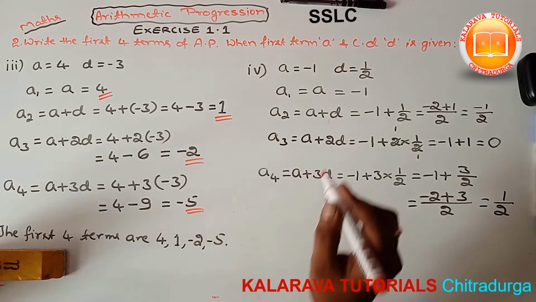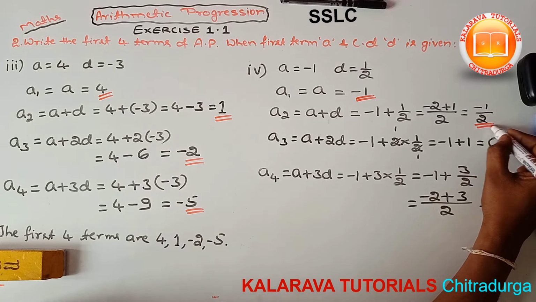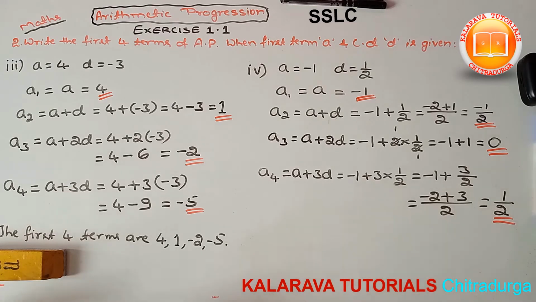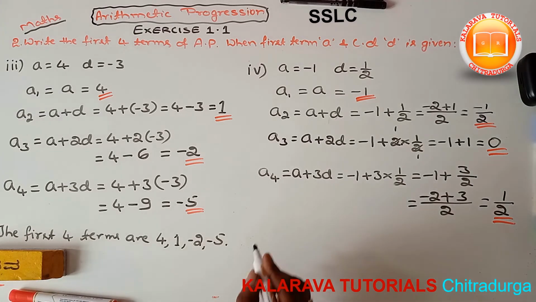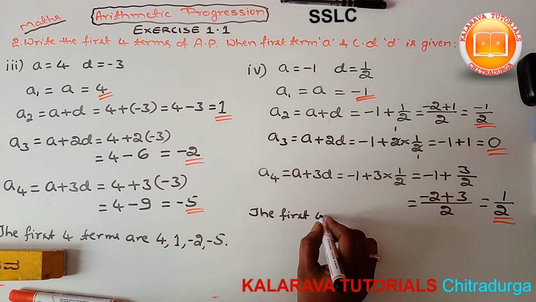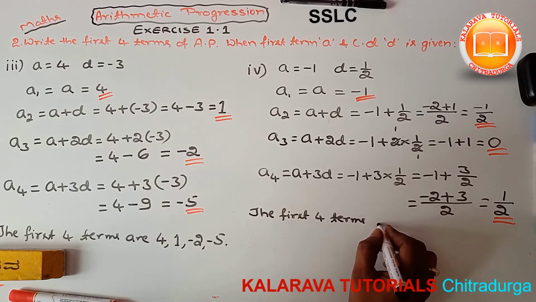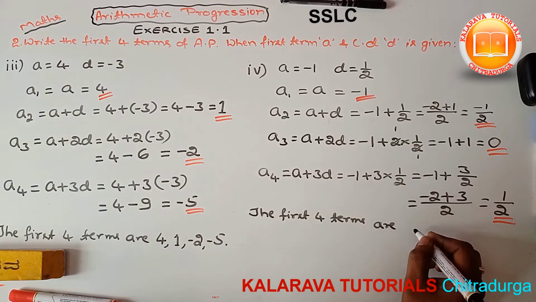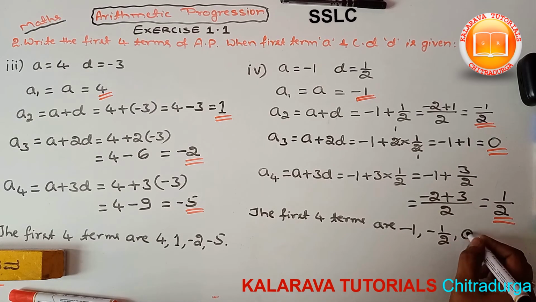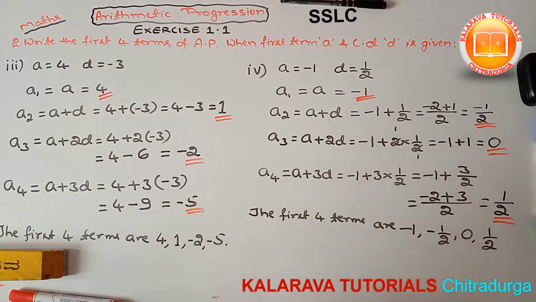Students, you observe, we have found the first term as minus 1, the second term as minus 1 by 2, the third term as 0, and the fourth term as 1 by 2. So now we have to write the four terms. The first four terms are minus 1, minus half, 0 and plus half, that is 1 by 2. So these are the four terms of the fourth problem. Now we move on to the next problem, that is the fifth one.